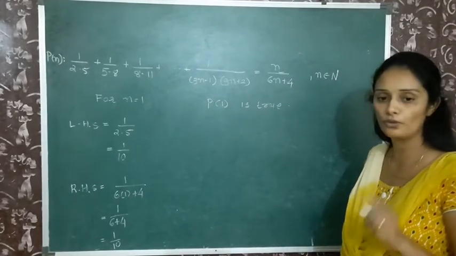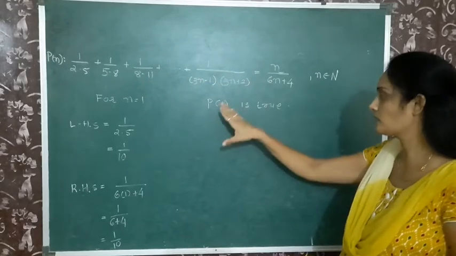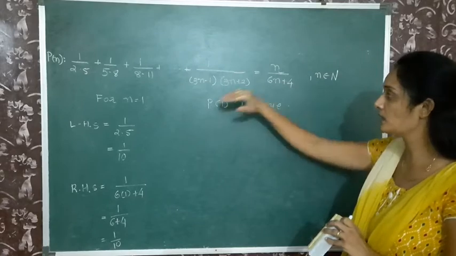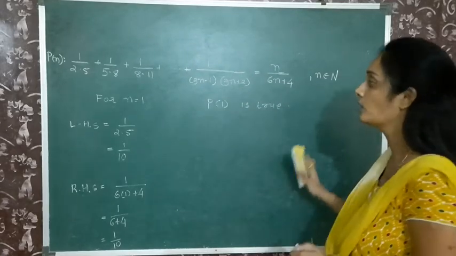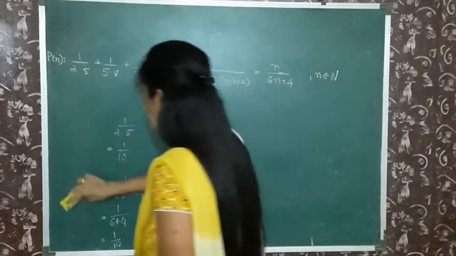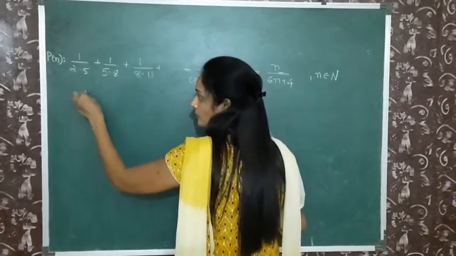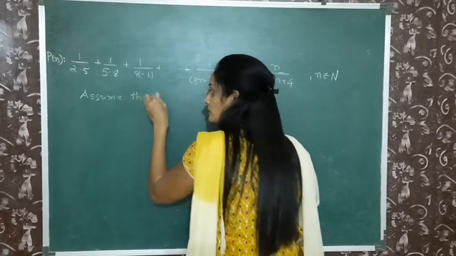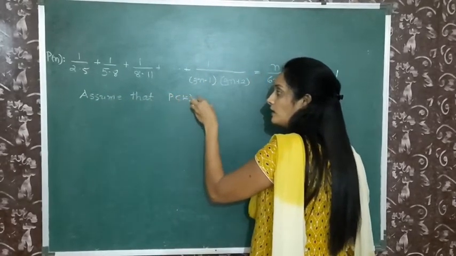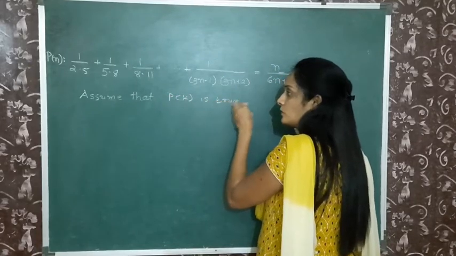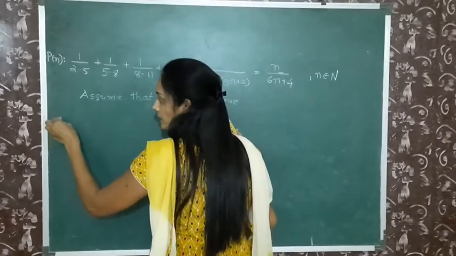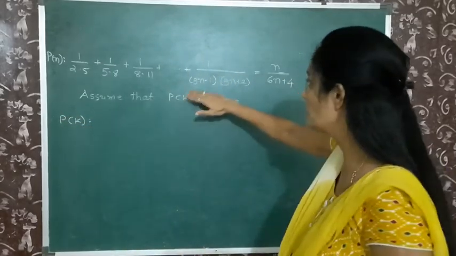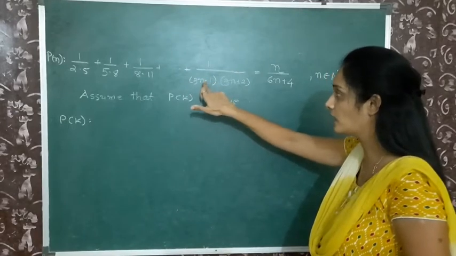Now we have to assume that in every sum P of k is true. That means the given statement is true for k. So we assume that P of k is true. Now we write P of k, that means we write down the given statement, but instead of n we write k.